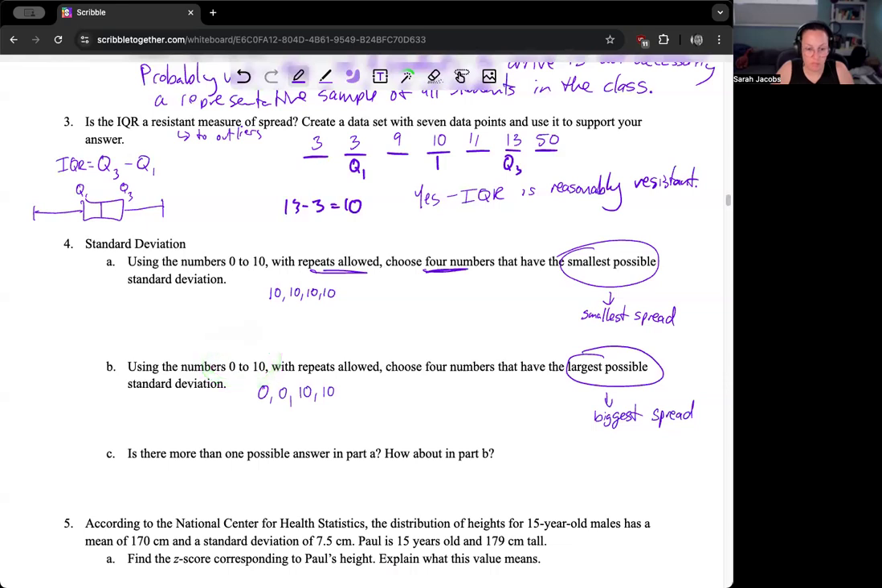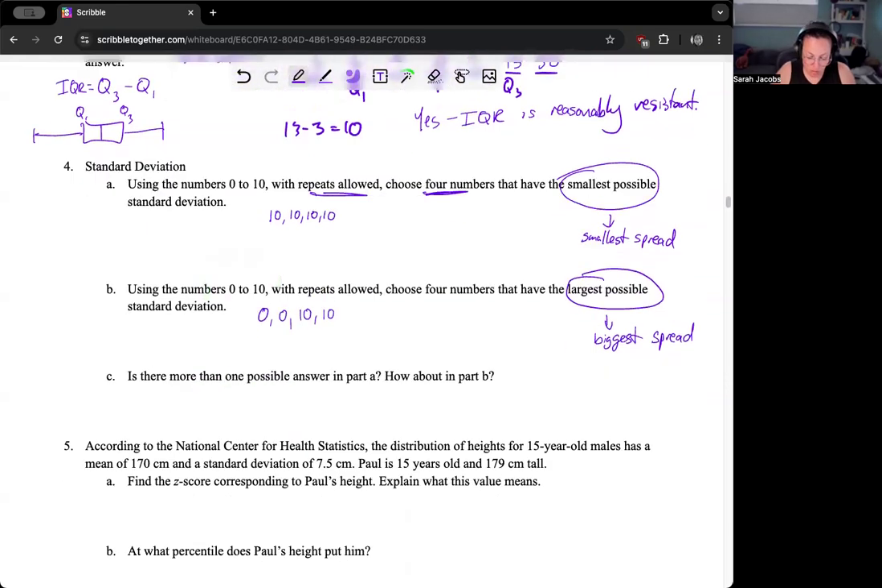Okay. So, is there more than one possible answer in part A? Yes. Any digit just has to be all the same. For part B, no. Have to maximize that spread. Okay.